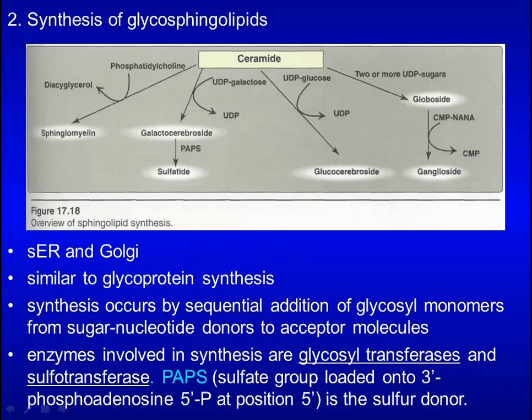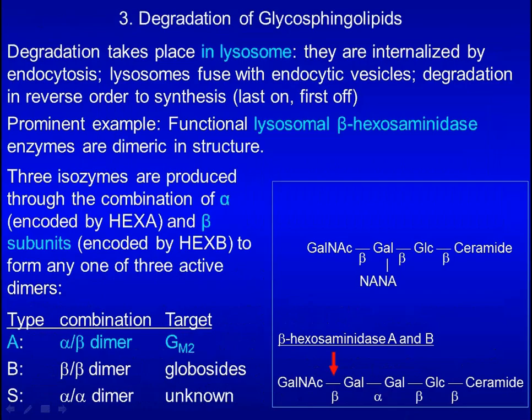Enzymes involved in synthesis are glycosyl transferases and sulfotransferases. Similar to glycosaminoglycans, PAPS is used as a sulfur donor. Degradation takes place in the lysosome. Degradation occurs in reverse order to synthesis. Last on, first off. Here we will start with one enzyme, lysosomal beta-hexosaminidase.